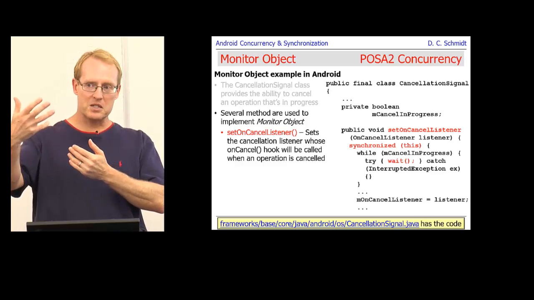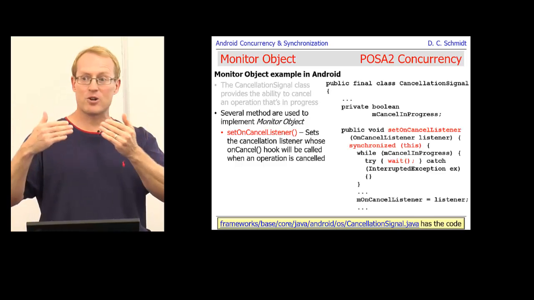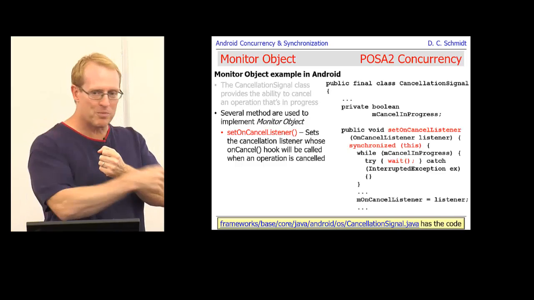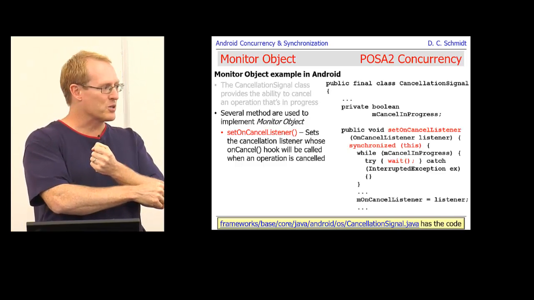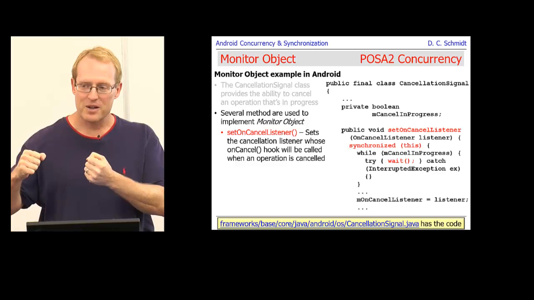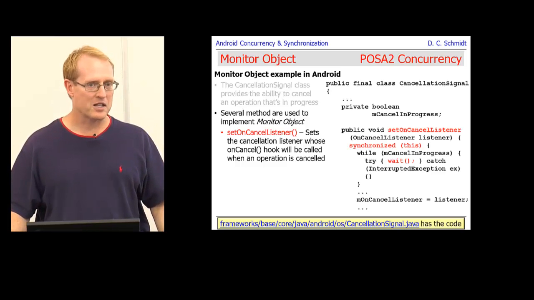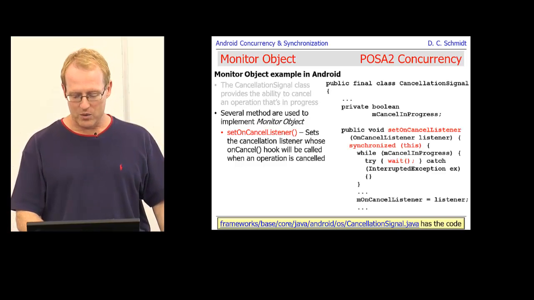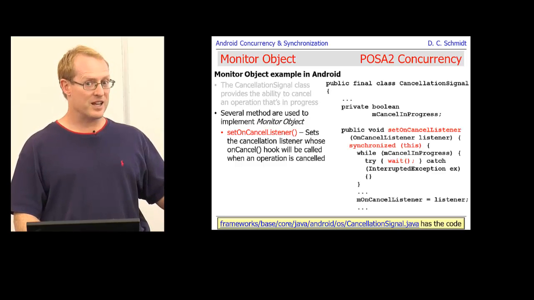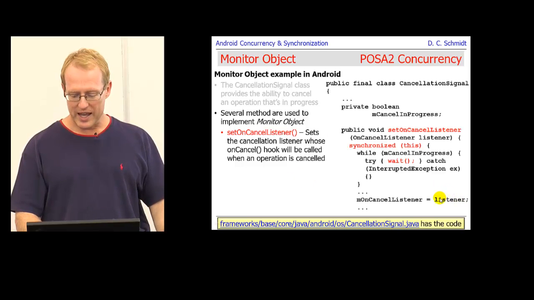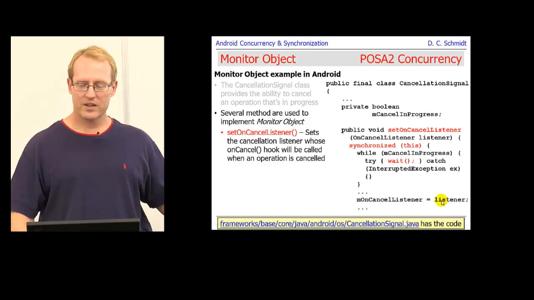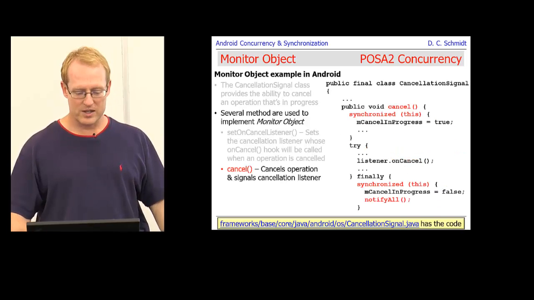Remember, this method is going to set a cancellation listener, and if there's already a cancellation taking place, we don't want to rip the cancellation listener out from underneath what's already there and replace it with something else, because crazy things will happen. You'll end up with all kinds of race conditions. So while cancellation is taking place, wait, and then when cancellation is done, we can go ahead and update the cancellation listener, which we stashed away here as a variable somewhere, with this callback handler. So that's what setOnCancelListener does.